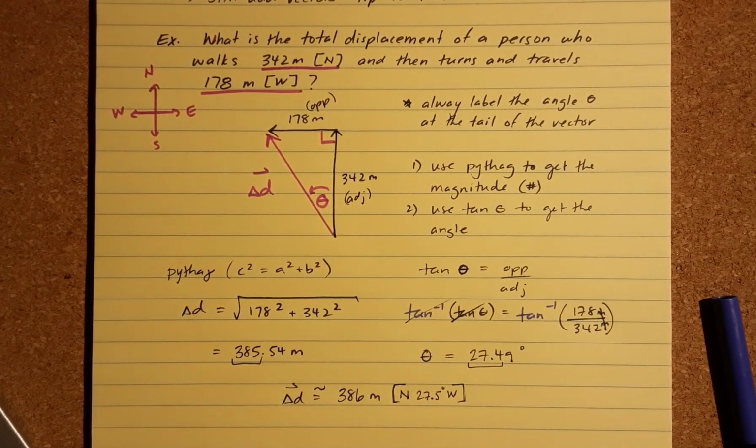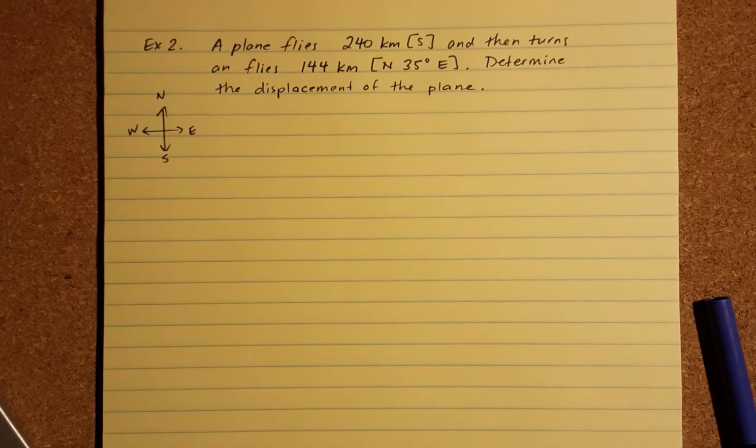The next example, we're going to do vectors that are in 2 directions. So we'll have to use the idea of components and adding vectors. Okay, so that'll be the next question. I'll pause here and get the next question ready.